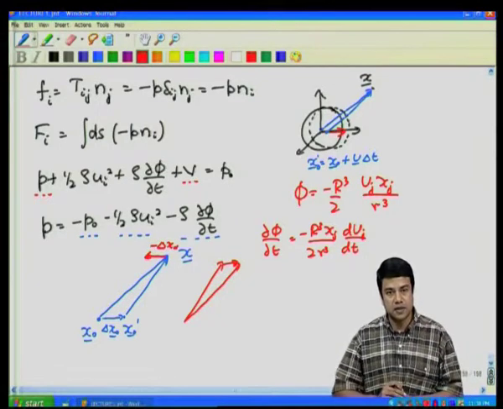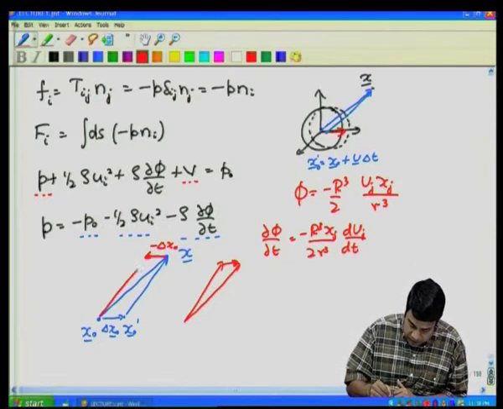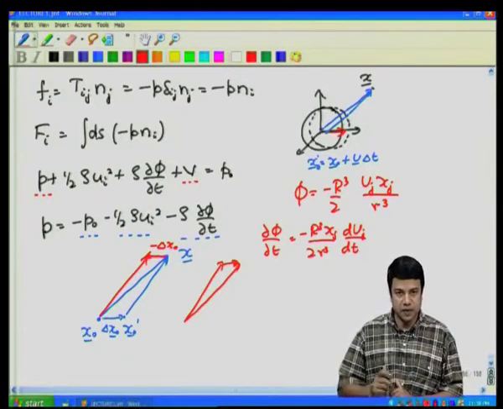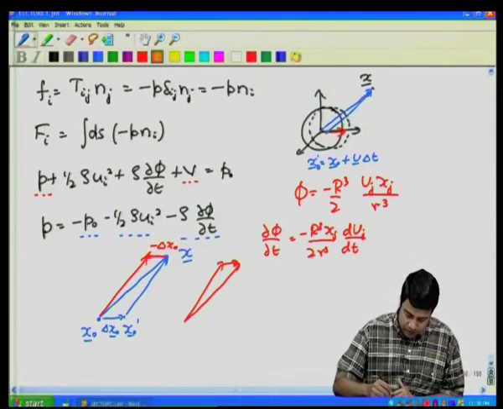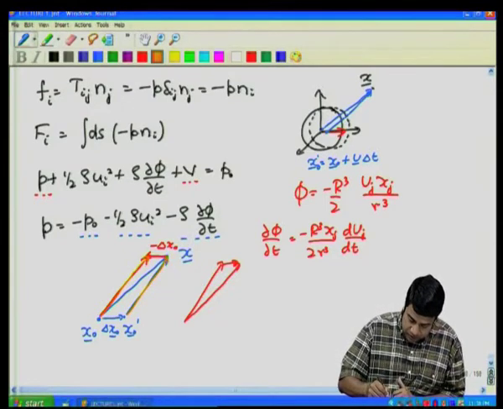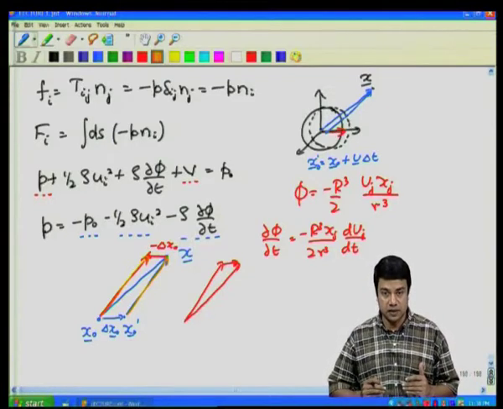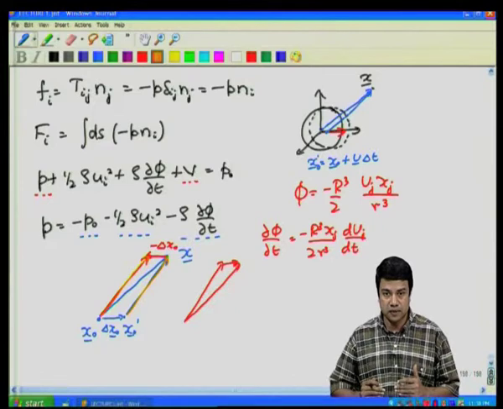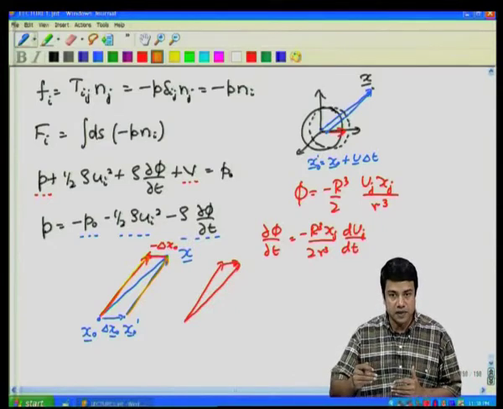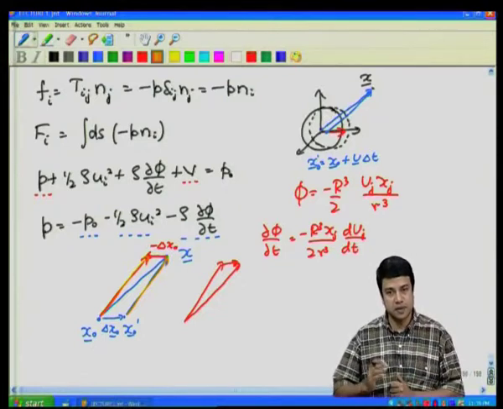That same change can be obtained if I keep x stationary and move the observation point by a distance minus delta x naught. You can see that this modified radius vector is identical to this one that I had. So, what I get by moving the origin by a distance plus delta x naught is identical to what I get by moving the observation point by a distance minus delta x naught. Therefore, the change in potential is equal to the change in displacement times the gradient of the potential.